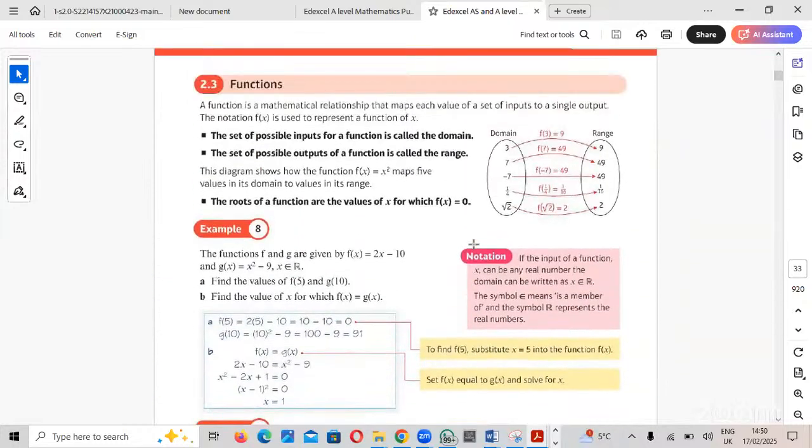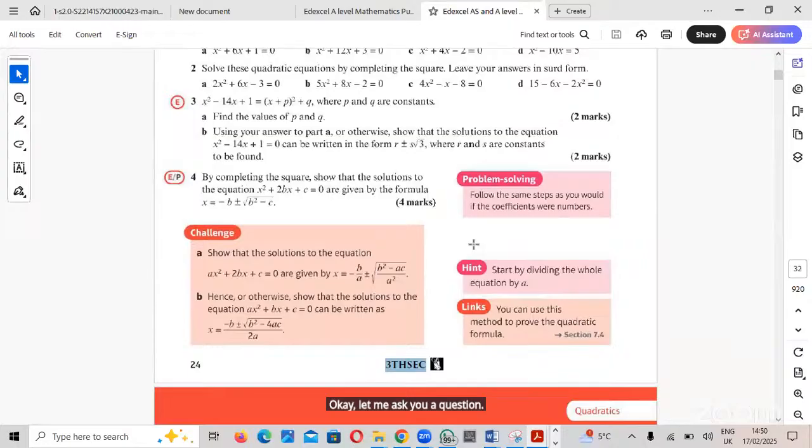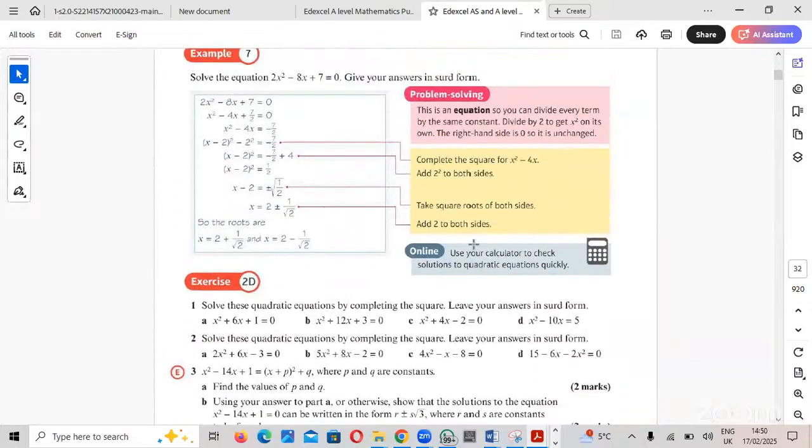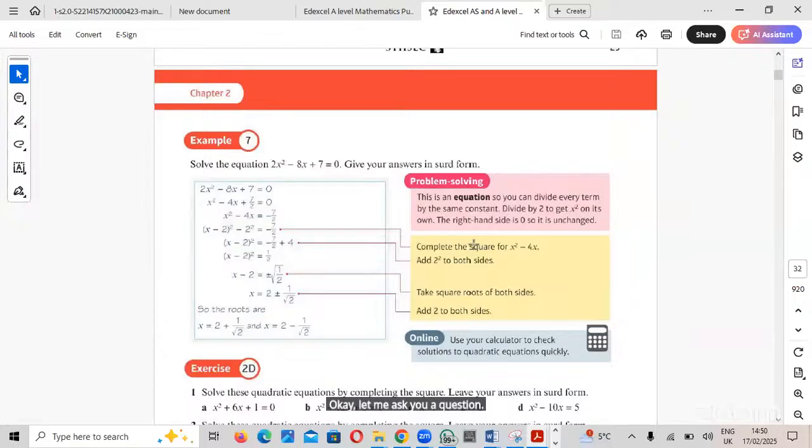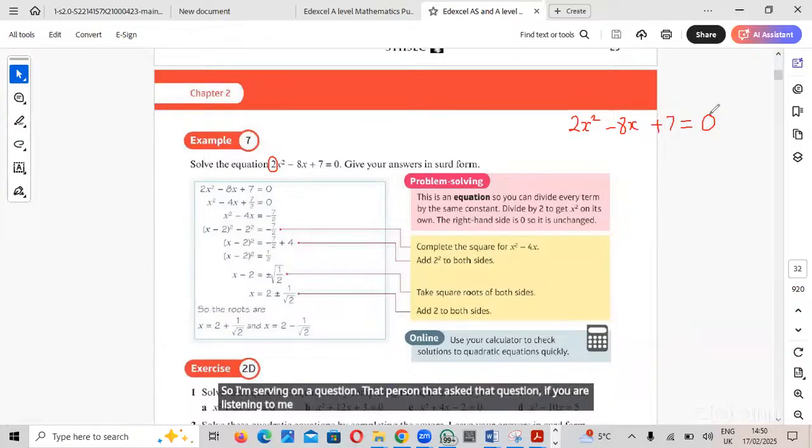Okay, let me answer your question now. The question requires the completing the square method. This is a very good question. Here the coefficient is not 1, it is 2. So we have 2x squared minus 8x plus 7. So I'm solving a quadratic equation by the complete the square method. The person that asked that question, if you are listening to me, are you listening?